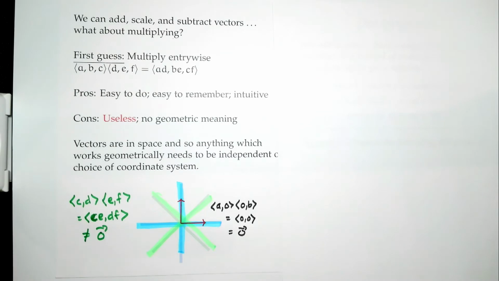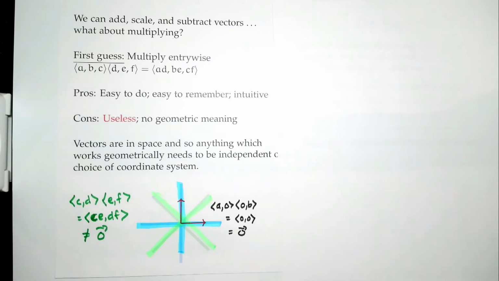So now what you see here is that the output, in other words, this product, it depends on your coordinate system. So that's why this is not something which is inherently geometric. So it's something we can't use.